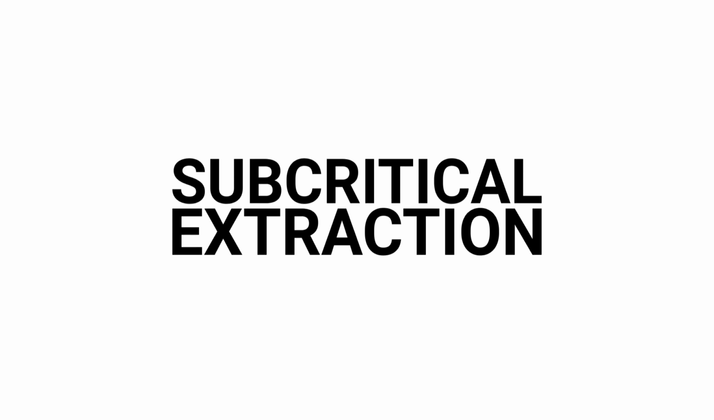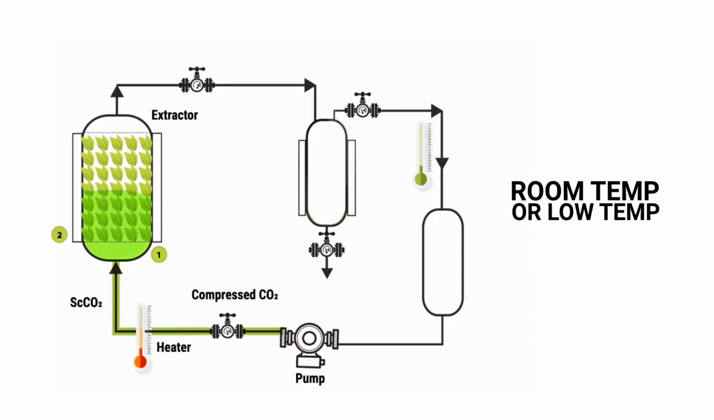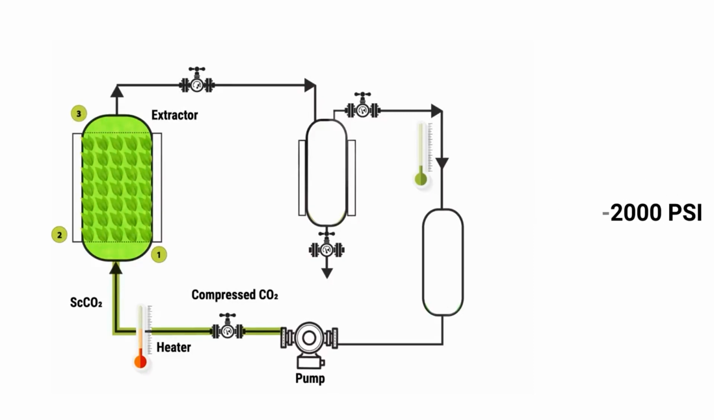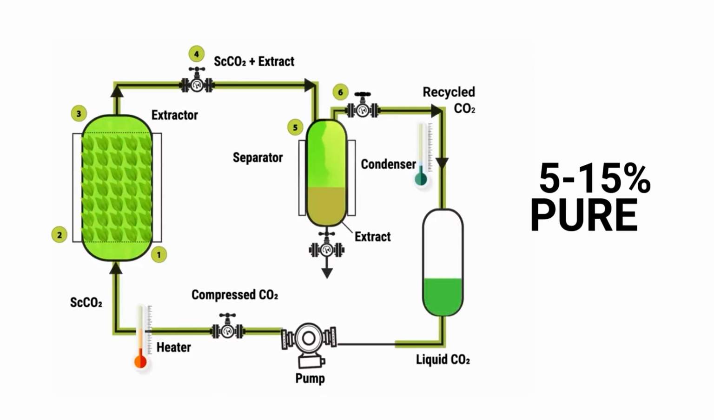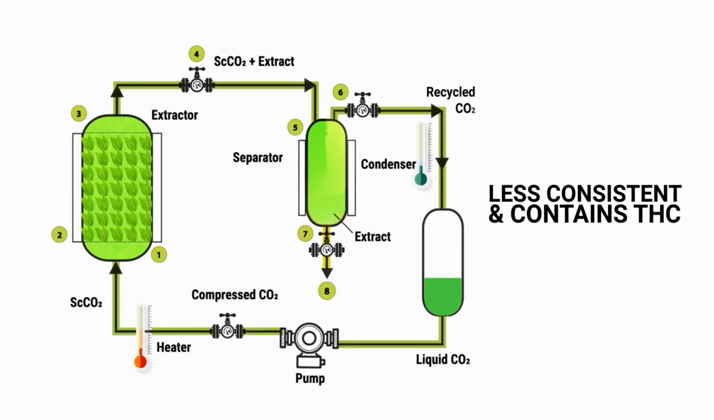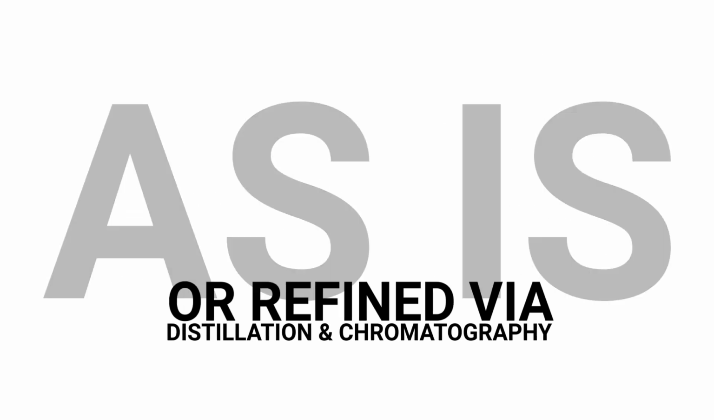The first method is via subcritical extraction. Extracting the terpenes in a low subcritical method utilizes CO2 extraction equipment at room temperature or low temperature, and is usually set at a low pressure of approximately 1,500 to 2,000 psi. The CO2 extract is then cooled and condensed in columns, resulting in a product that is an almost soupy consistency. The terpene purity content is usually between 5 to 15%. The problem is that the product is less consistent and also contains THC, meaning that it's more difficult to use in formulations. These can be sold as is or further refined in distillation or chromatography for further isolation.